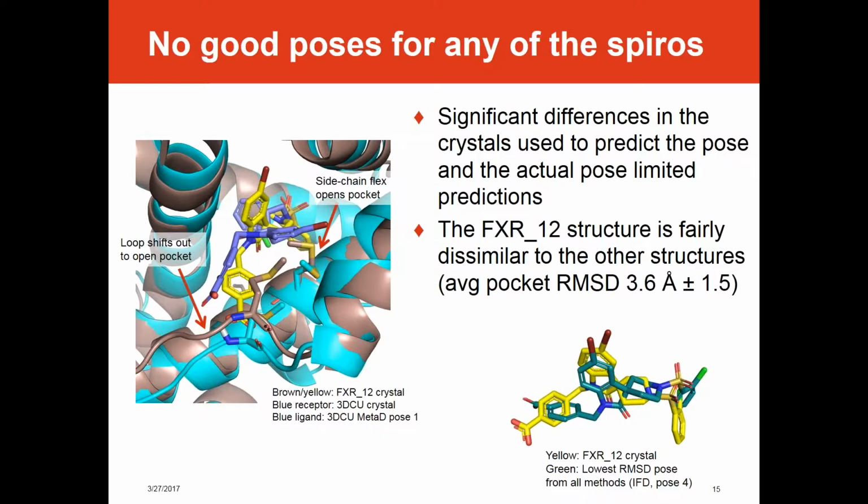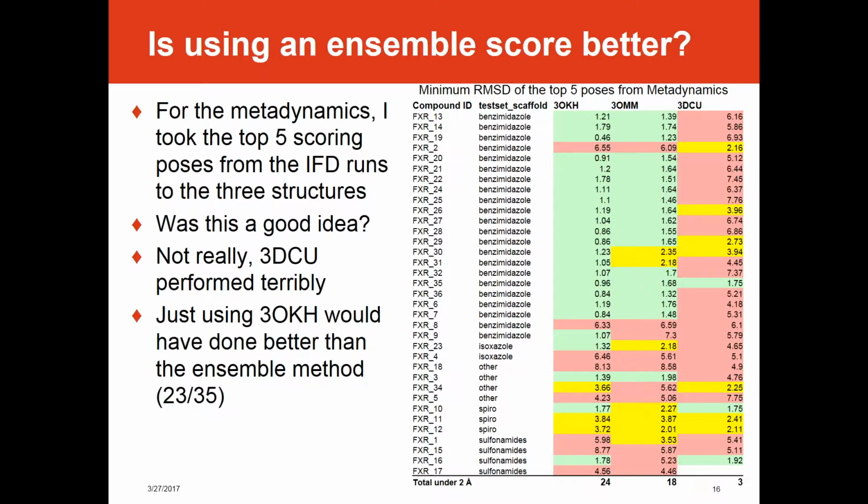So I was looking at some of the reasons why I did poorly. I looked at FXR 12, which is one of the spiros, and my conclusion is that the actual crystal structure released afterwards is quite different from any of the structures that I could have used to predict it. This is shown here, with some of these reasonably large changes in the pocket. And this was my best pose, which is still not good. So the movement of the pocket was quite significant and challenging.